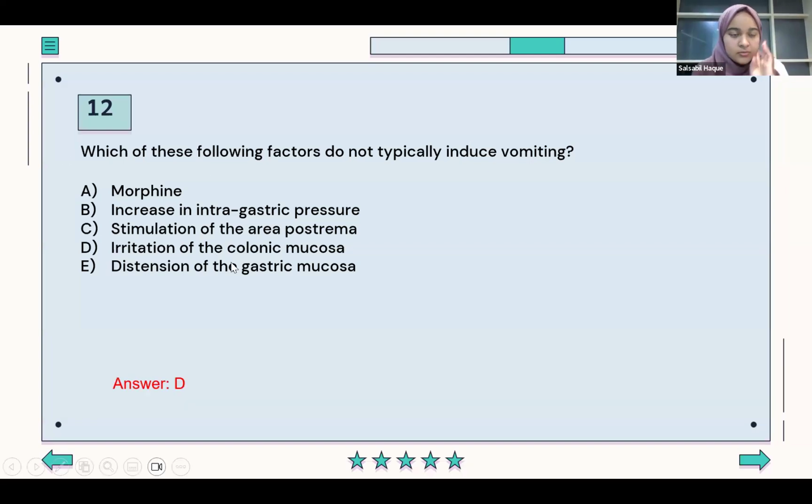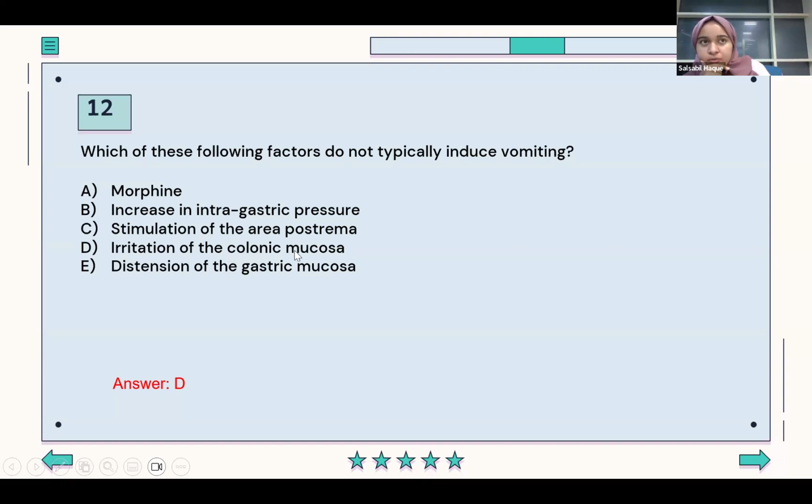Let's go through this. It's a common mistake. Okay, so which of the factors normally do not induce vomiting? So morphine, it induces vomiting. Increase in gastric pressure makes sense. Anything that causes an increase in intra-abdominal pressure, you want to expel it out, right? So it can induce vomiting. Stimulation of the area postrema: I'm sorry if you guys didn't take this, but it was there in the lecture, which is why I put it. It will cause vomiting because it contains the chemoreceptor trigger zone.